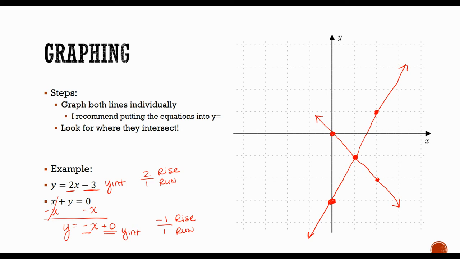We can clearly see on this one, we have it marked that this is where they intersect. And that is the ordered pair 1, comma, negative 1. We'll want to write our final answers as ordered pairs.